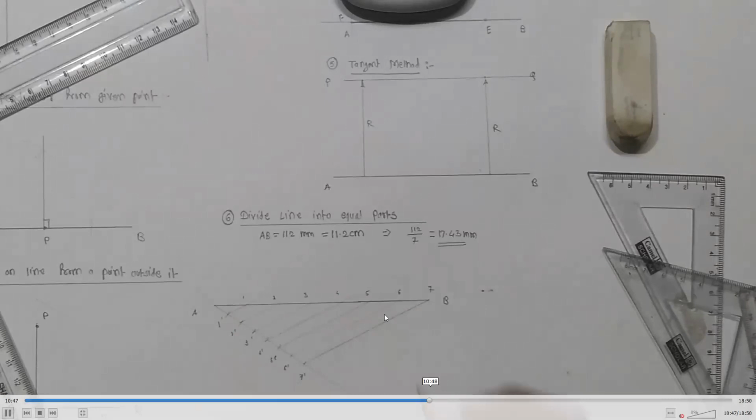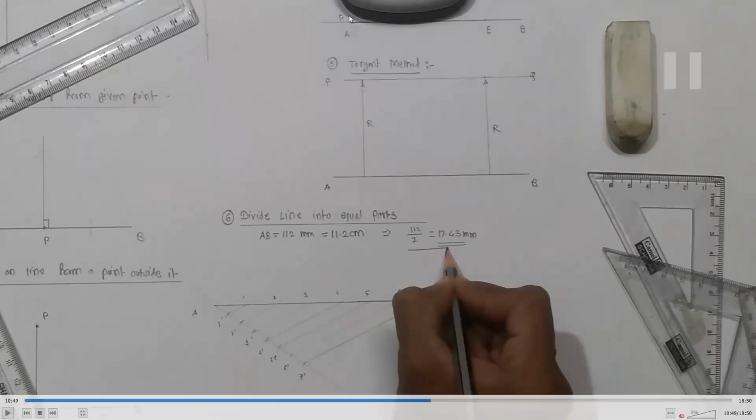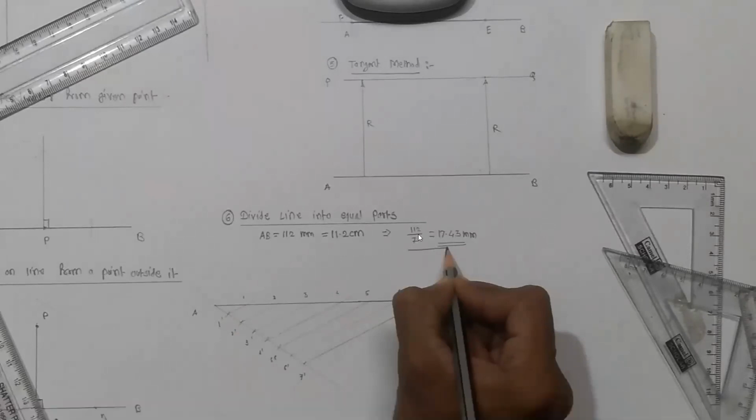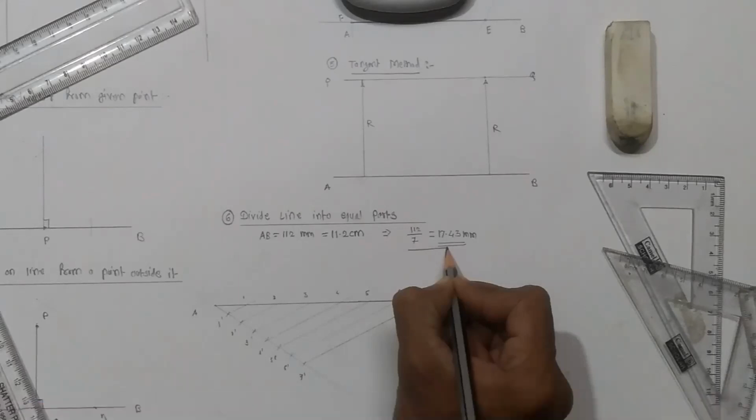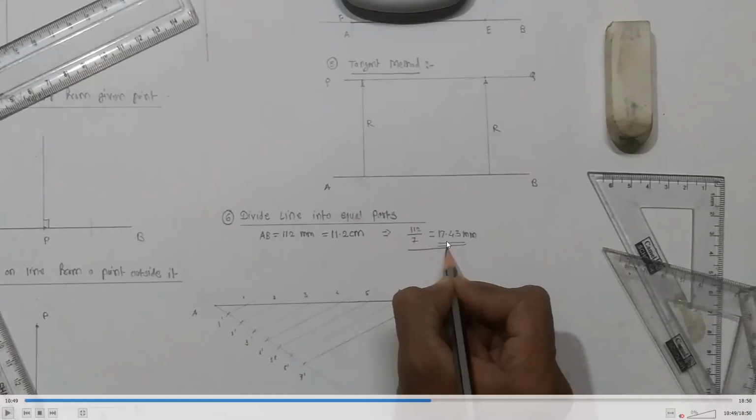So actually, why is this procedure required? I have made some mistake here. This is not 112. It is 122 by 7, that is equal to 17.43. Suppose we have a distance like 122, and if you want to divide that distance, that is equal to 12.2 centimeter, into 7 equal parts, then if we divide this by 7, we will get the answer as 17.43 millimeter.